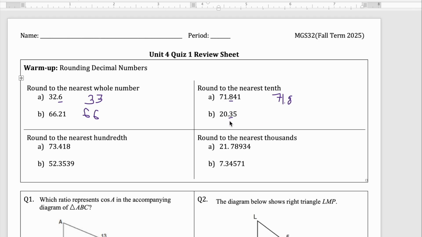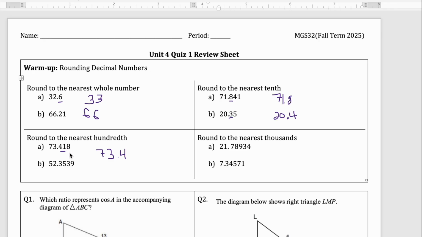And over here we have 20.35, and that 20 is going to stay here, okay? And we're rounding that 0.3 to 4. Okay, hundredths place, we have 2 decimal points, right? 2 decimal values, 73.4.